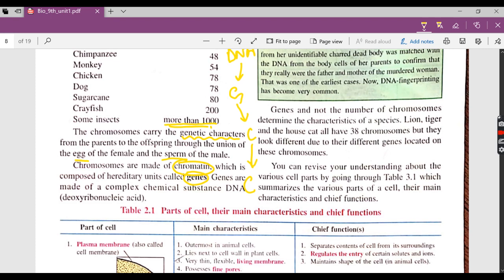You also need to remember that genes and not the number of chromosomes determine the characteristics of a species. Take for instance dogs. Dogs have 78 chromosomes and so do wolves, but their characteristics are different even though they are from the same species. That is because they have different types of genes and different types of characteristics. However, the number of chromosomes in them are same. You can also take the example of lion, tiger, and the house cat.